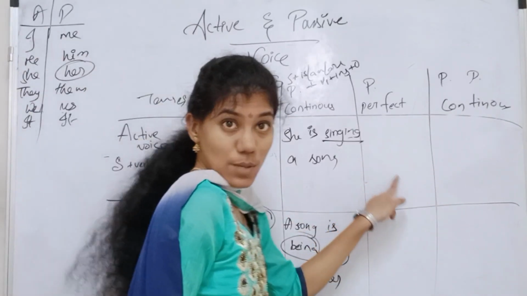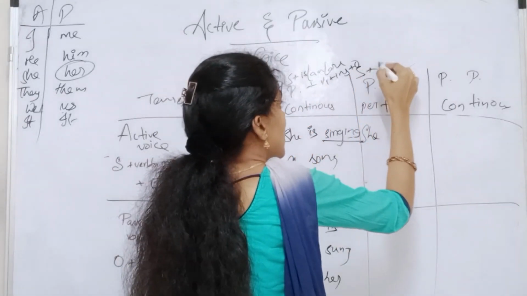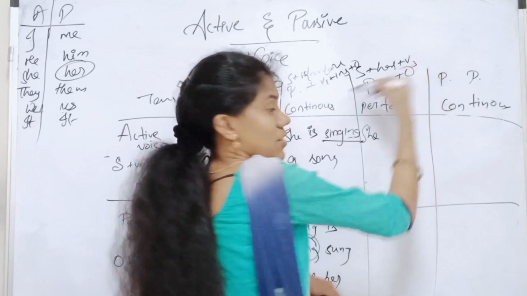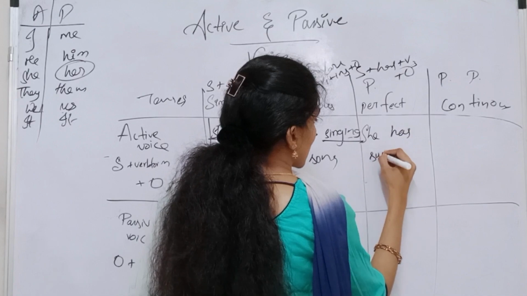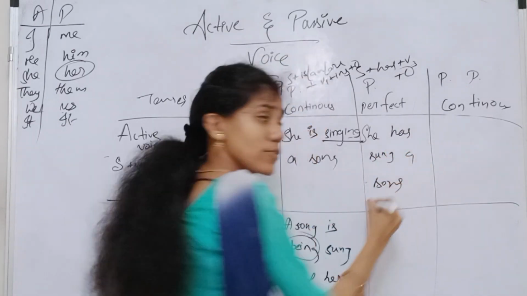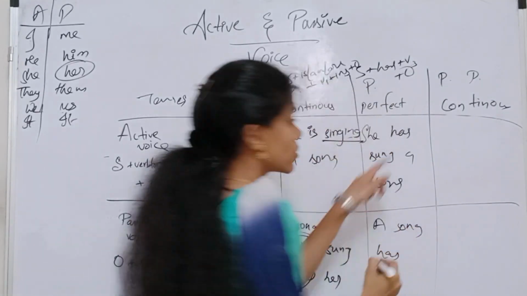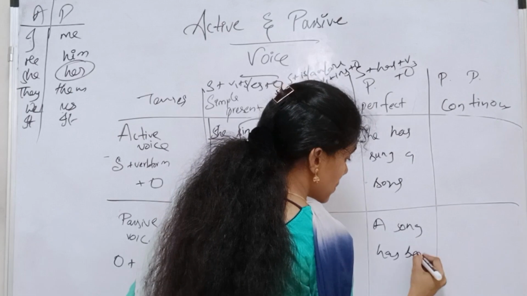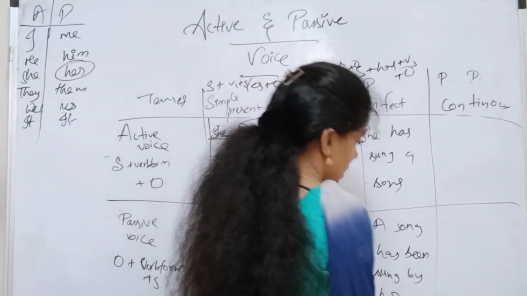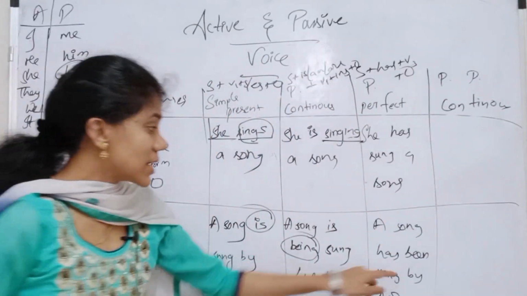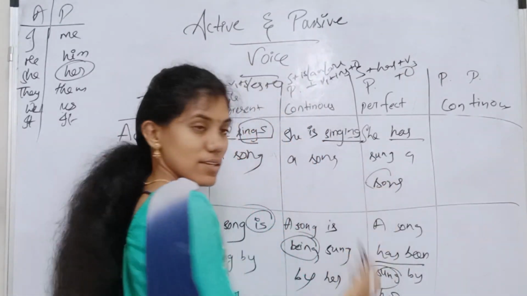Now we are coming into present perfect tense. Present perfect tense means subject plus has plus V3 plus object. She has sung a song. Now in passive voice: a song has been sung by her. Here "has" came, and we write "has been" with the same V3, again common.